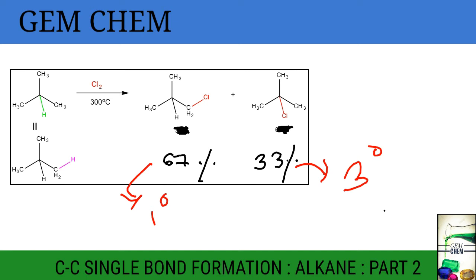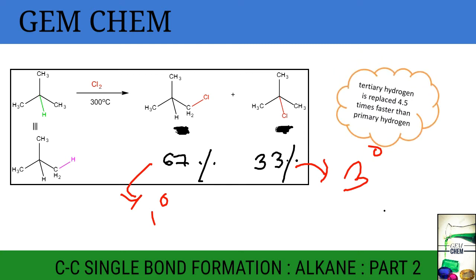So what does it mean? It means that there is another factor which is involved in the yield. Now tertiary hydrogen is basically replaced 4.5 times faster than the primary hydrogen. This is an important factor. Now we will see how this factor is obtained.